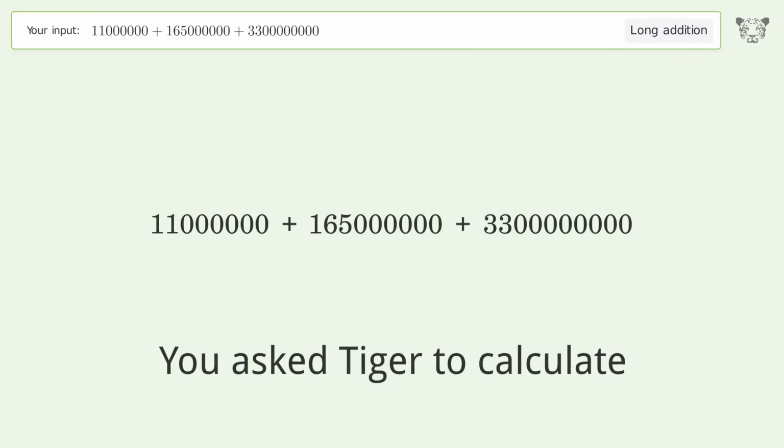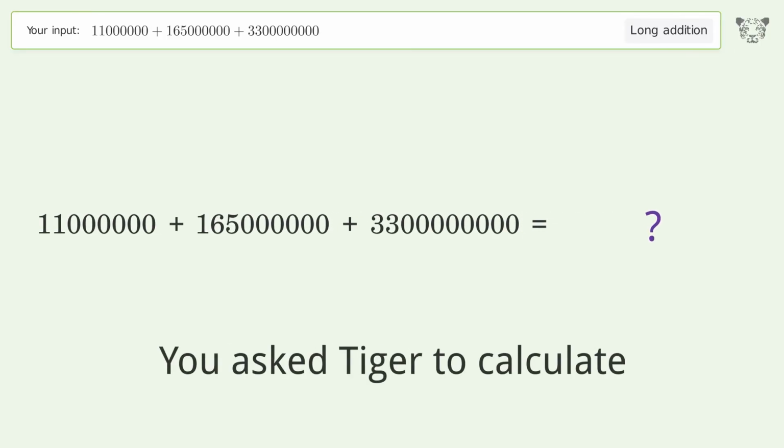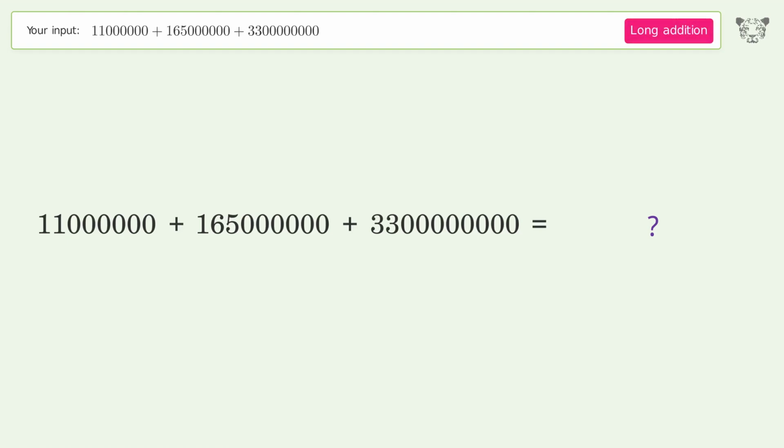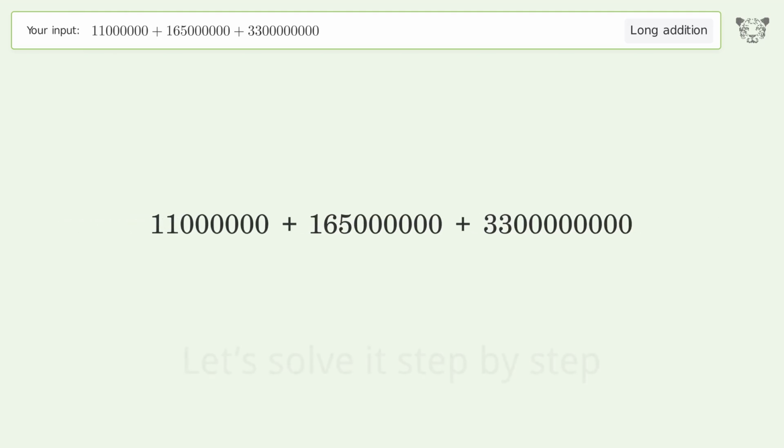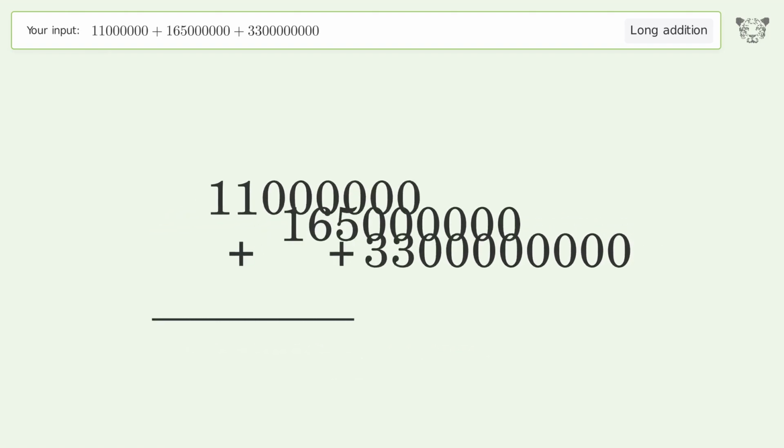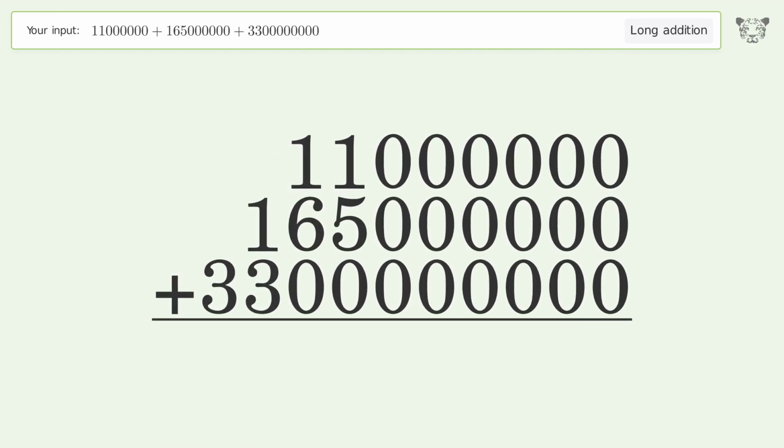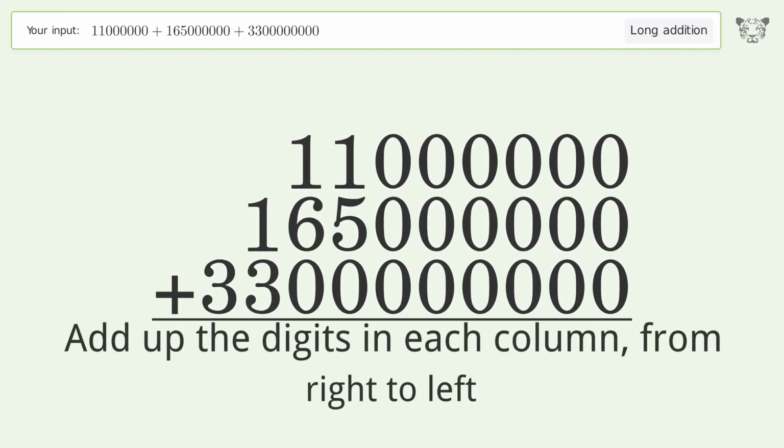You ask Tiger to calculate. This deals with long addition. The final result is 3,476,000,000. Let's solve it step by step. Rewrite the numbers from top to bottom, aligned by their place values. Add up the digits in each column, from right to left.